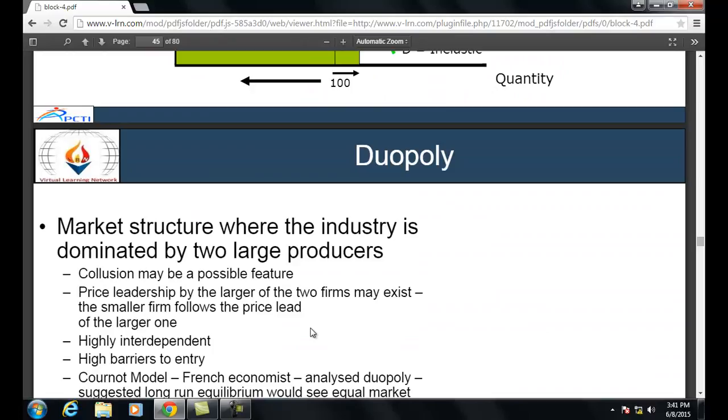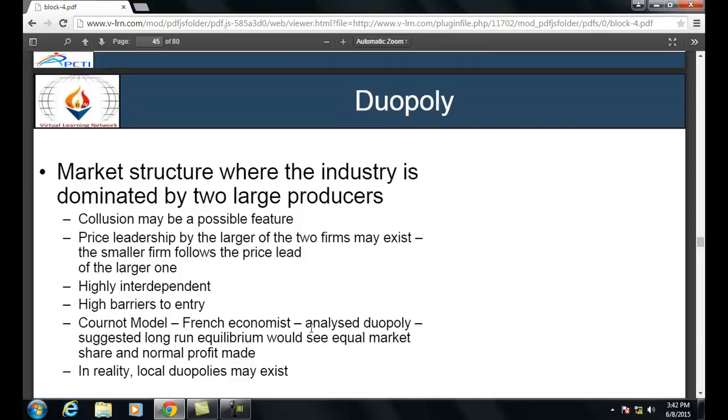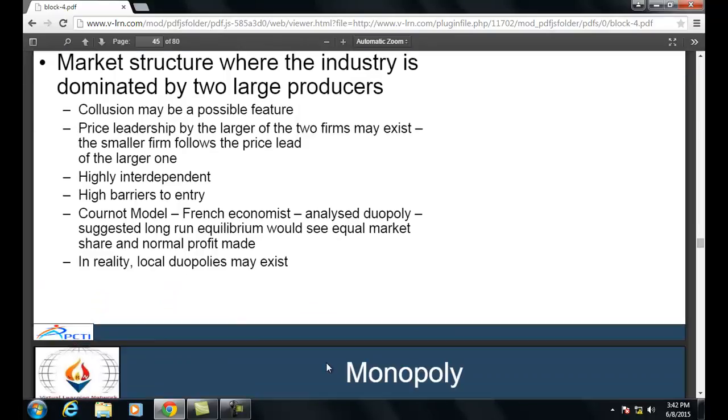Duopoly, a market structure where the industry is dominated by two large producers. Collusion may be a possible feature. Price leadership by the larger of the two firms may exist. The smaller firm follows the price lead of the larger one. Highly interdependent, high barriers to entry. The Cournot model, by the French economist who analyzed duopoly, suggested long-run equilibrium would see equal market share and normal profit made. In reality, local duopolies may exist.